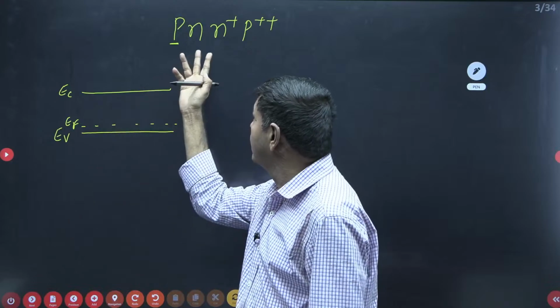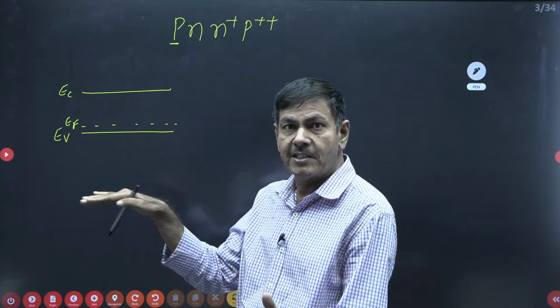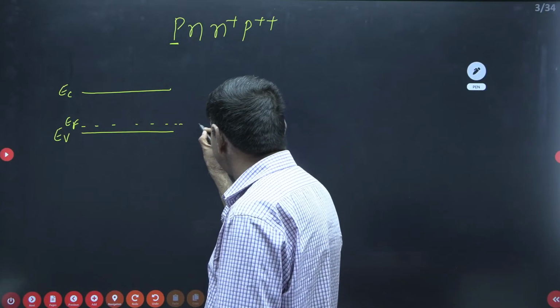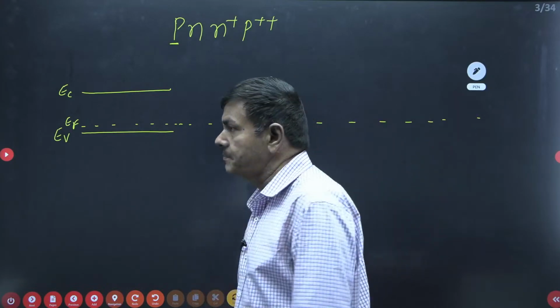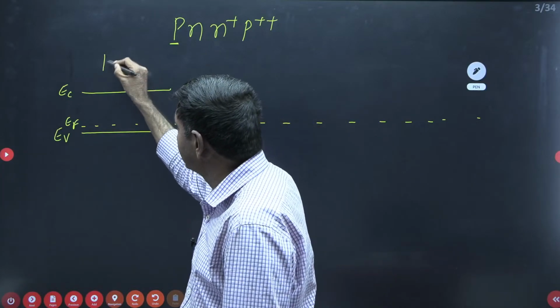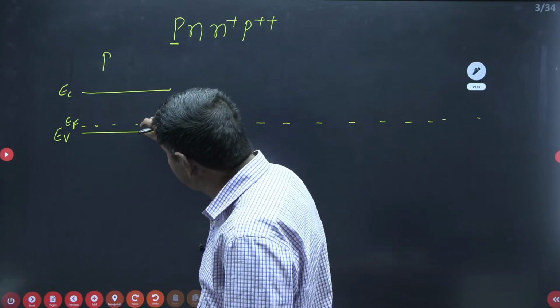EFP, EFN, EFN plus, EFP plus will be on the same line only now. I can extend because the line will be aligned on the same axis only here now. That I can extend as this only. This is for P type, I said. It is lightly doped only. Lightly doped means the distance will be somewhat more.